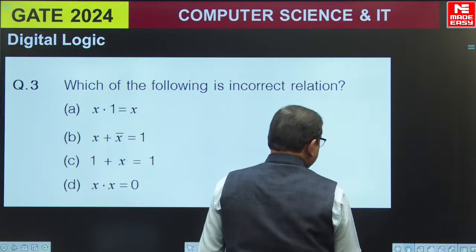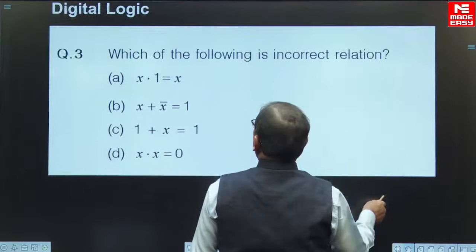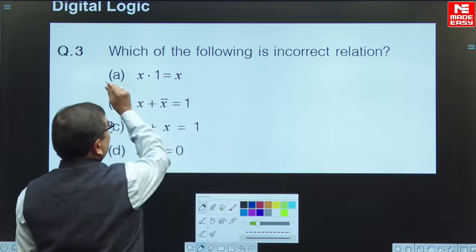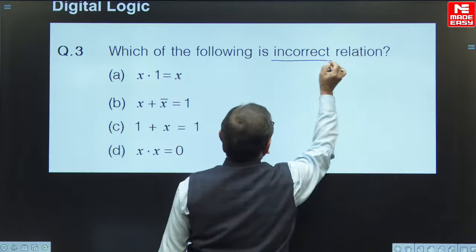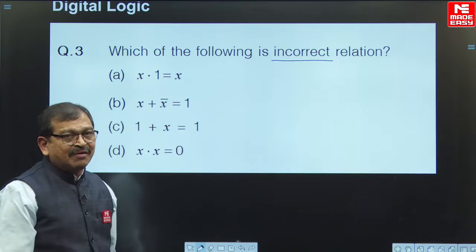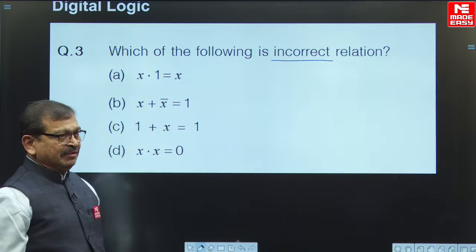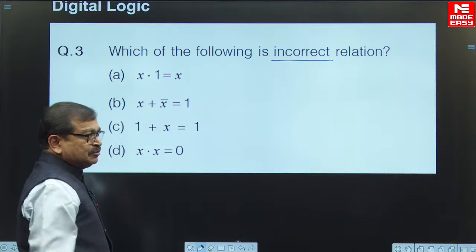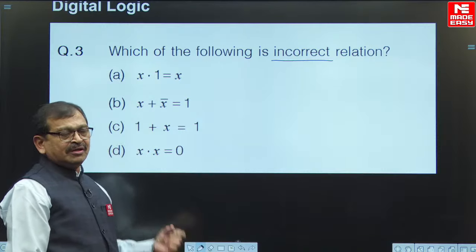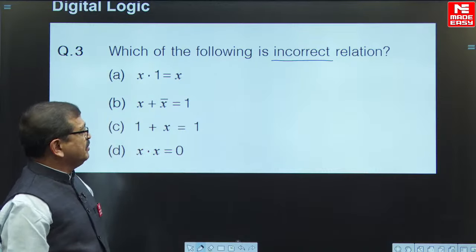The next question is a very basic, simple question, but you need to be clear about the statement mentioned here. Which of the following is incorrect? He is asking among the given expressions which is or which are incorrect, you need to identify. If it is an MSQ question, it may be which are. If it is an MCQ question, only one of the options may be incorrect.